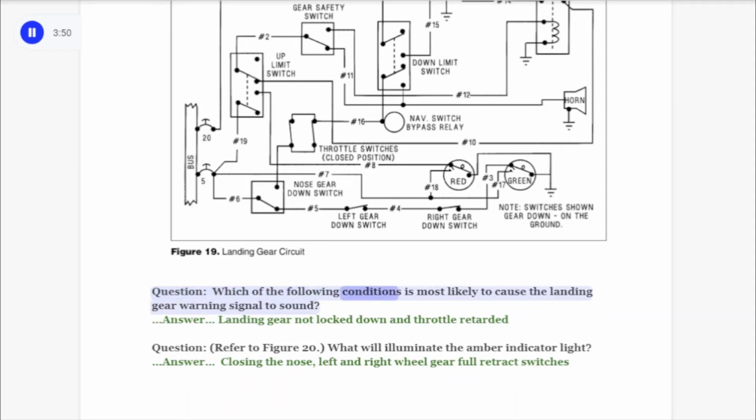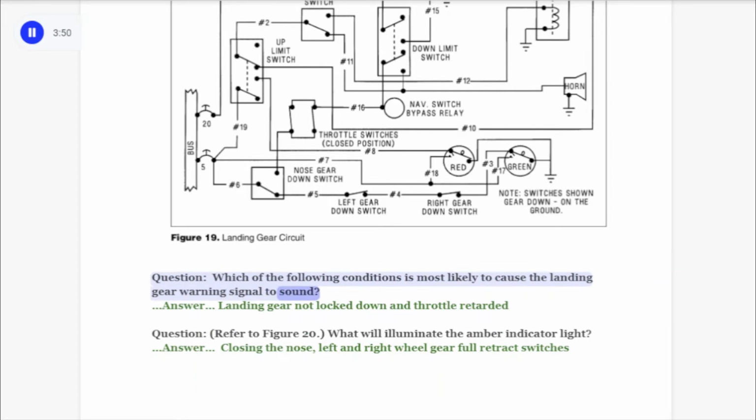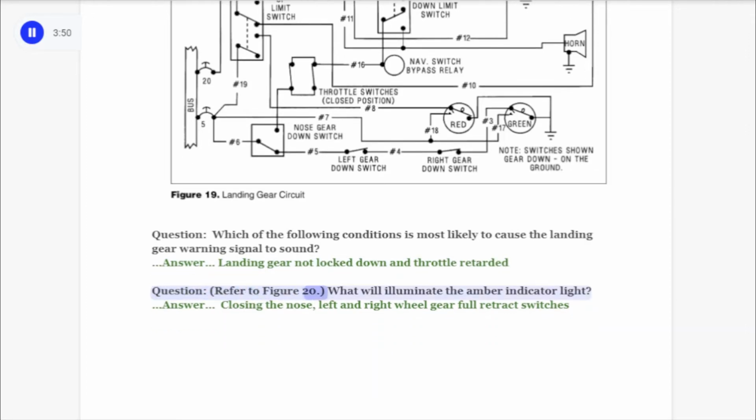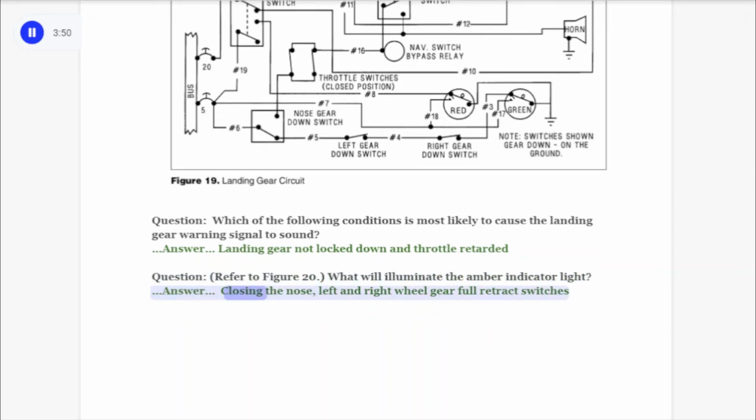Question: which of the following conditions is most likely to cause the landing gear warning signal to sound? Answer: landing gear not locked down and throttle retarded. Question, refer to figure 20. What will illuminate the amber indicator light? Answer: closing the nose, left and right wheel well gear full retract switches.